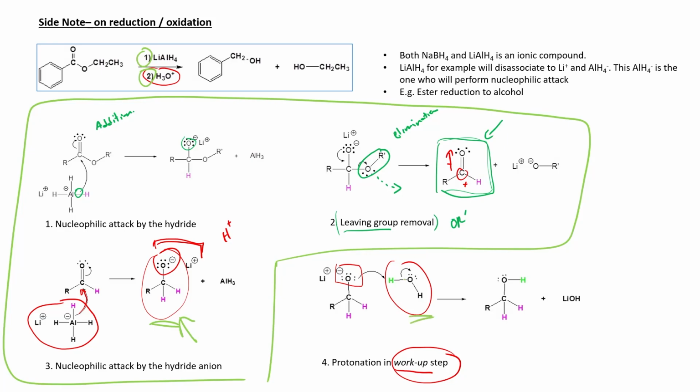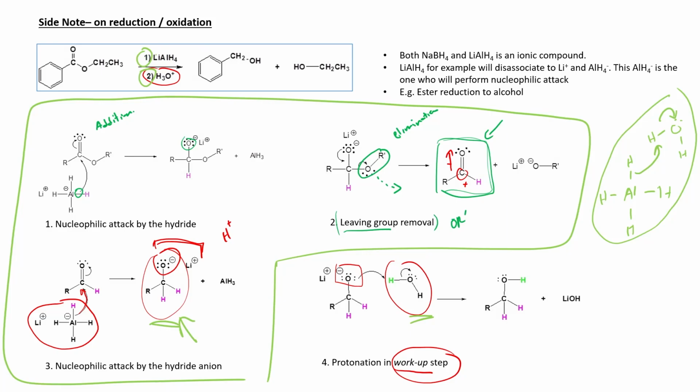If you don't do it like this, if you put water straight away together with the lithium aluminum hydride, what will happen is this aluminum hydride, Al, H, will react with the OH. So this will attack this. So the reducing reagent will be destroyed if they are added together. That's why you see number 1, number 2.